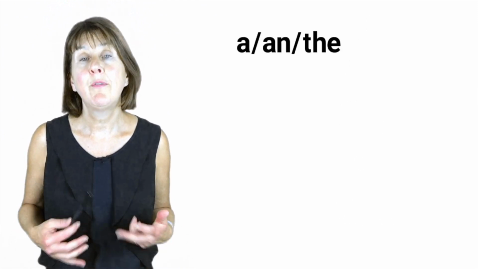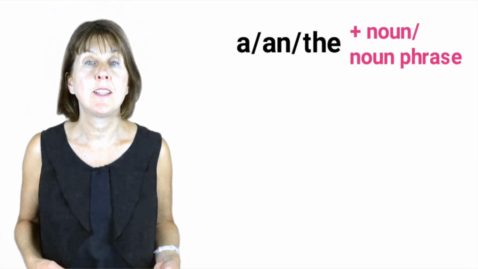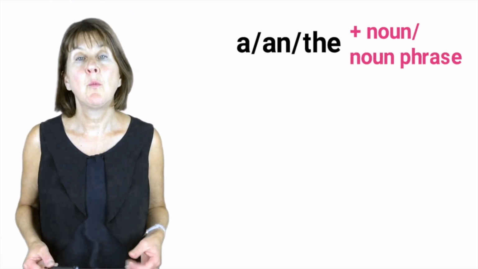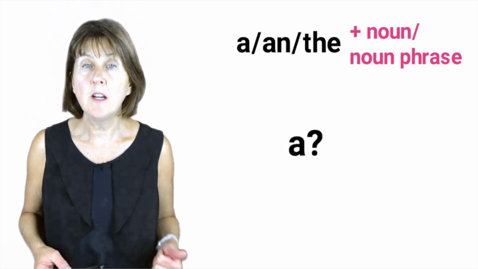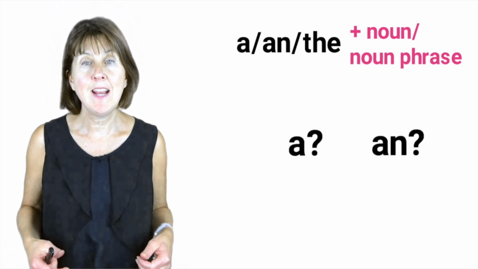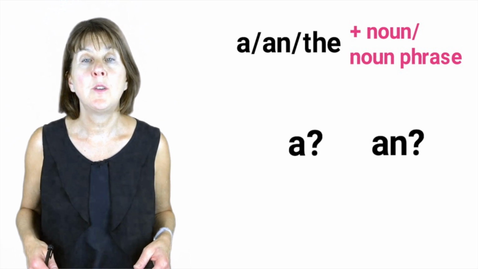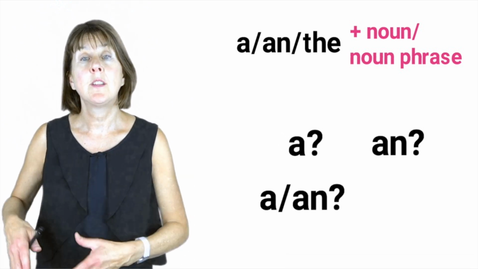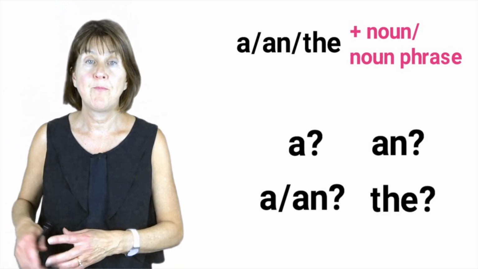Hi, in today's lesson we're looking at the indefinite article in English, a and an, and the definite article, the. So we use a, an and the before a noun or a noun phrase. That's an adjective and a noun. In this lesson we'll first look at when to use a and when to use an, and then we'll look at when to use the indefinite article a or an, and when to use the definite article the.